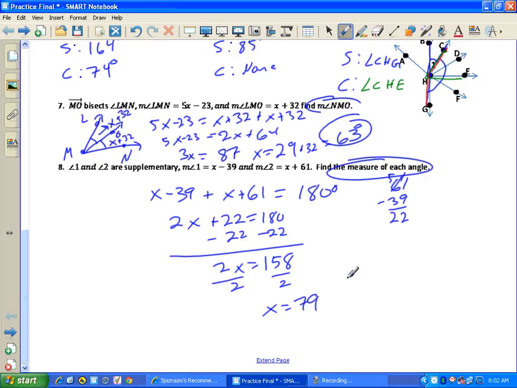They don't want x, so don't stop there. So the measure of angle 1 is going to be 79 minus 39, which is 40. Measure of angle 2 is going to be 79 plus 61, which is 140. And these are, in fact, supplementary.